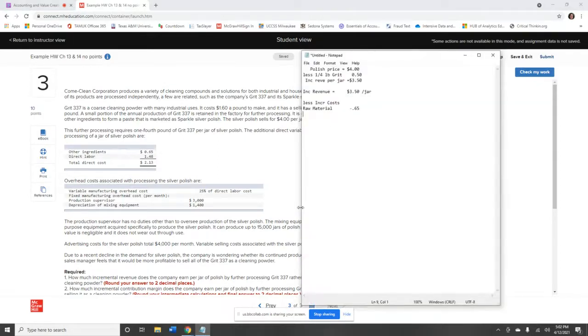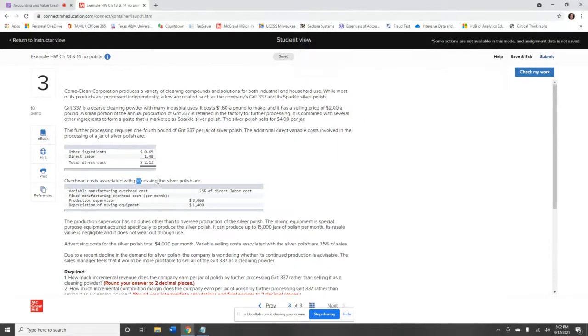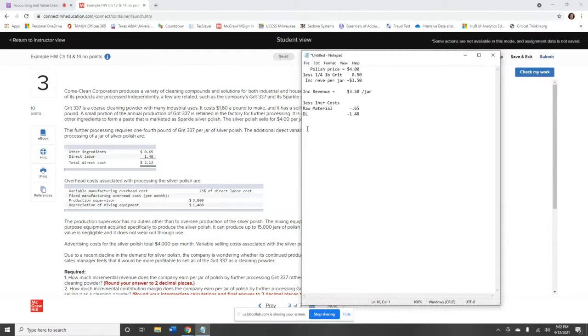And then there's direct labor, $1.48 per jar. There was overhead that they told me was based on direct labor. Variable manufacturing overhead, 25% of direct labor cost. So variable overhead is 1.48 times 0.25, minus 0.37. $1.48 times 0.25 is 37 cents. So variable overhead, that's something else.